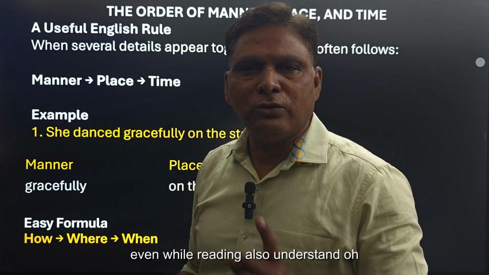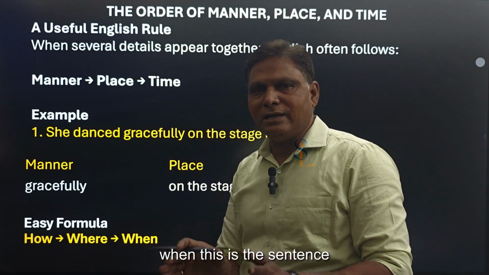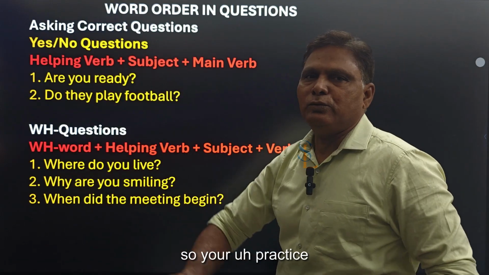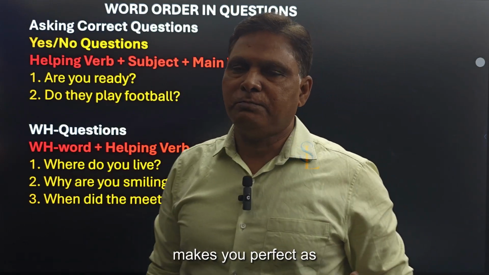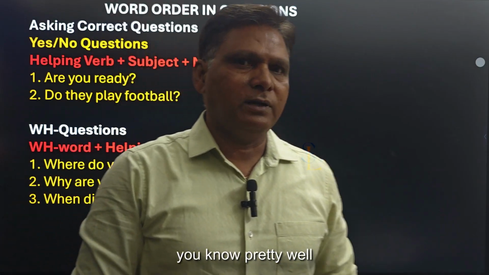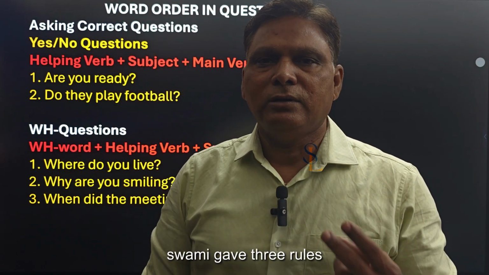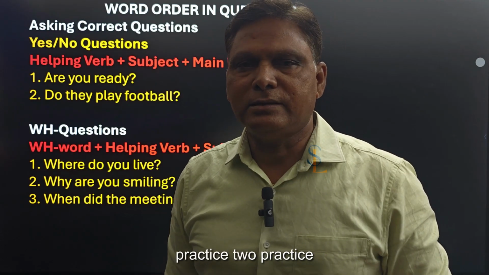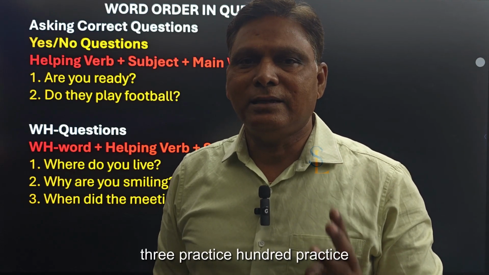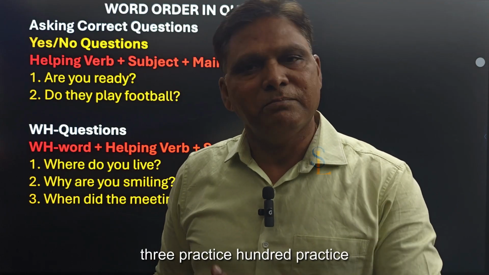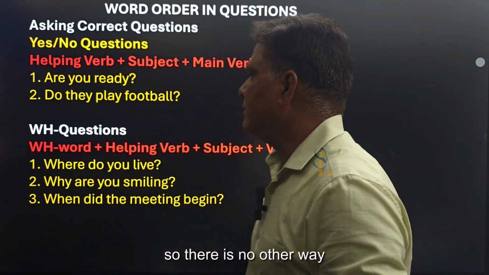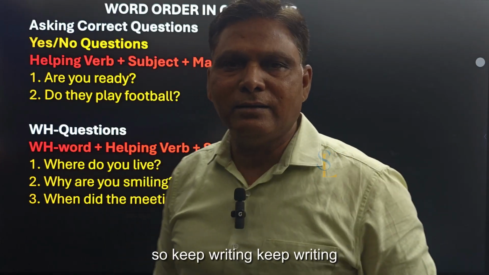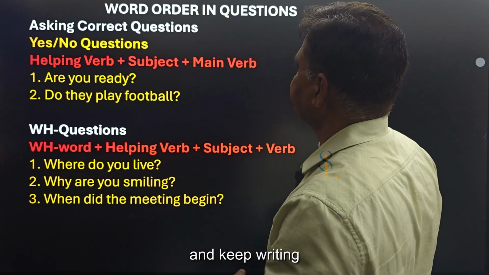Even while reading, understand, oh, this sentence is manner, place, and time, etc. So practice makes you perfect. As you know pretty well, Swami Vivekananda gave 3 rules to become an expert: 1, practice. 2, practice. 3, practice. 100, practice. So there is no other way of becoming an expert than just to practice. So keep writing, and keep writing.